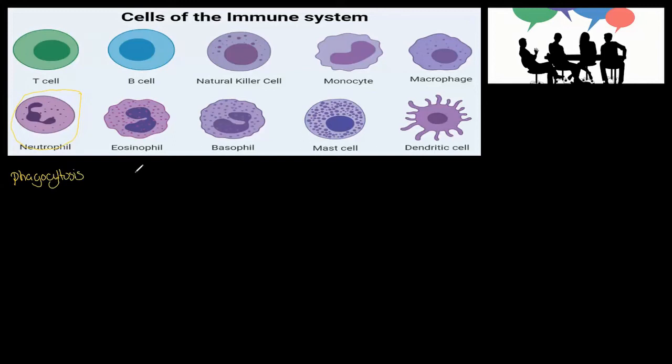Then we have our monocytes, and monocytes are also macrophages. So that would be this guy up here. And these guys are, again, also phagocytic, so they eat cells. And these guys are typically found in the blood and tissues as well.